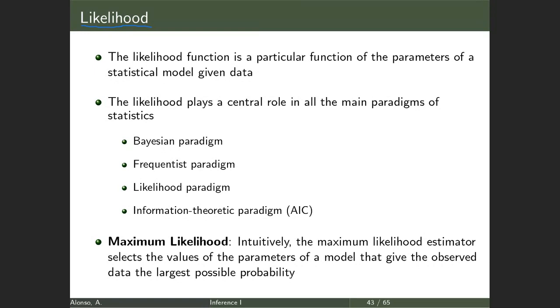They are almost unbeatable. Now, what is a maximum likelihood? Intuitively, the maximum likelihood estimators select the value of the parameters in a model that give the observed data the largest possible probability. And think about it, that this is intuitively plausible, intuitively logical.